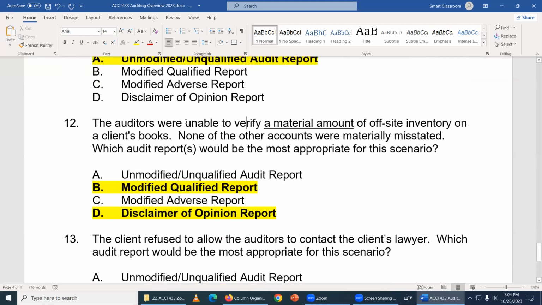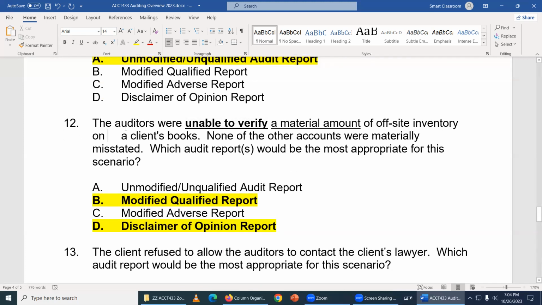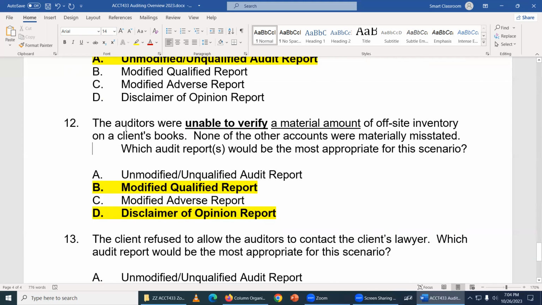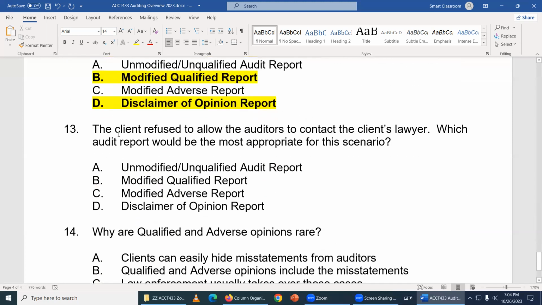And you know, this is unable to verify. Okay. Oops. Oh, now I goofed everything up. All right. Let's go to 13.